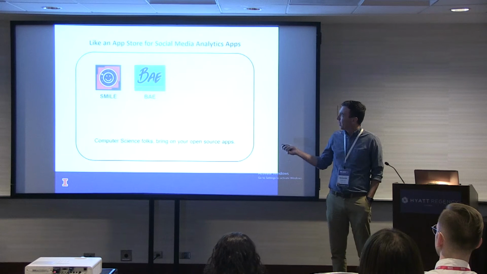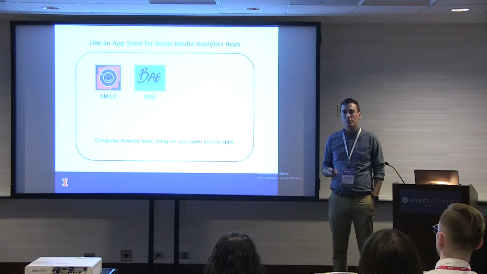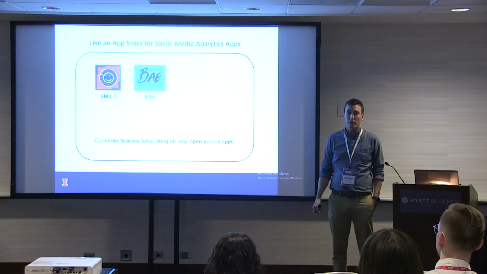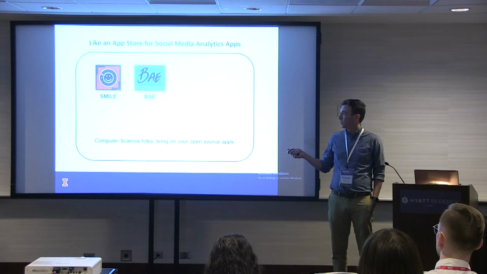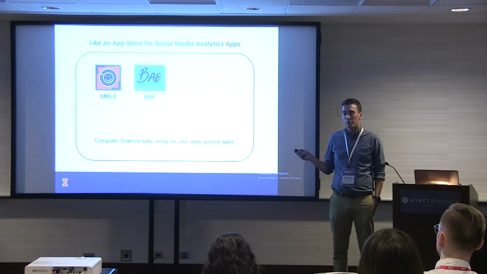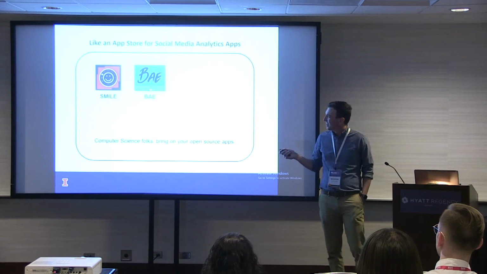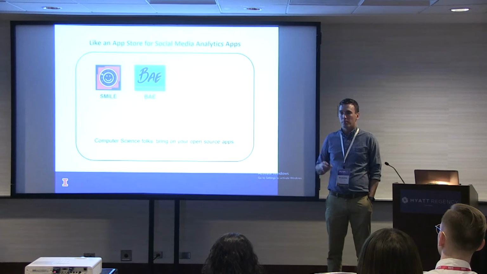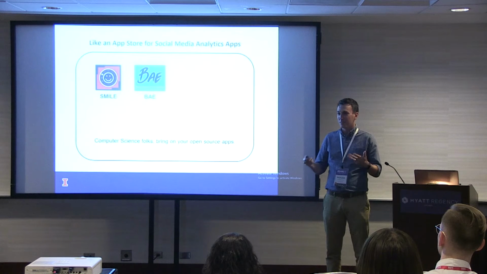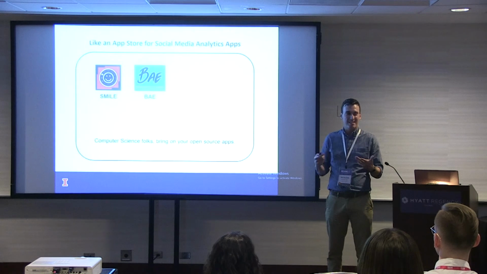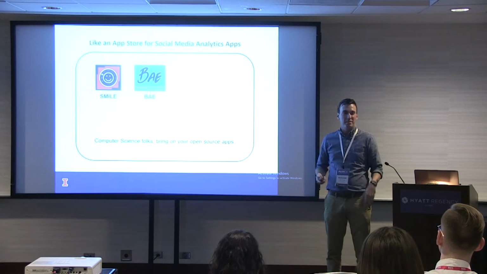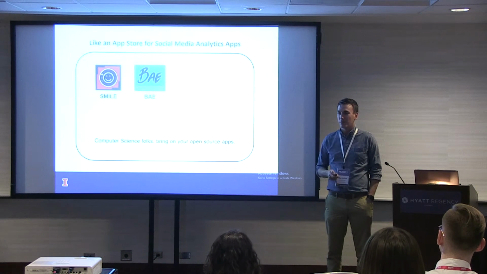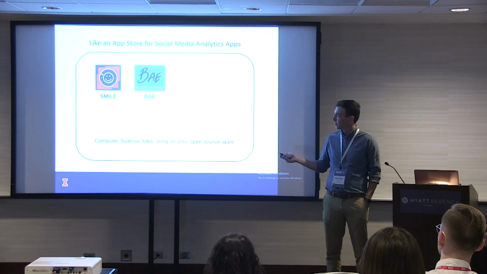So we have two apps. You can think of it as kind of an app store for social media apps. We have two apps right now, and we're working on newer ones. The first one is Smile, and I'll tell you a little bit about that in a second. And the second one is Bay, which has a funny name, but it is called the Brand Analytics Environment, and it actually does personality profiling based on your social media data. So you give it permission to access your Twitter profile, and it spits out the Big 5 personality type profile for you, and you can use it to compare against brands and other things.